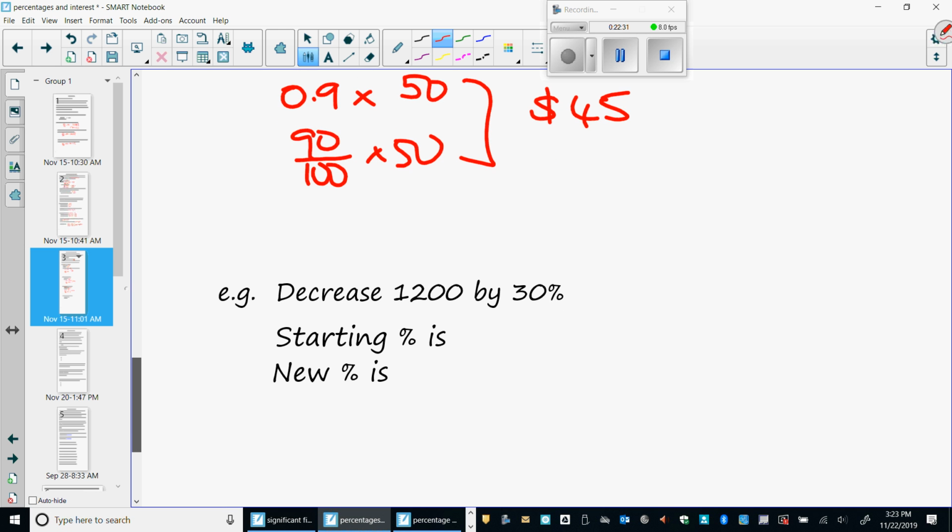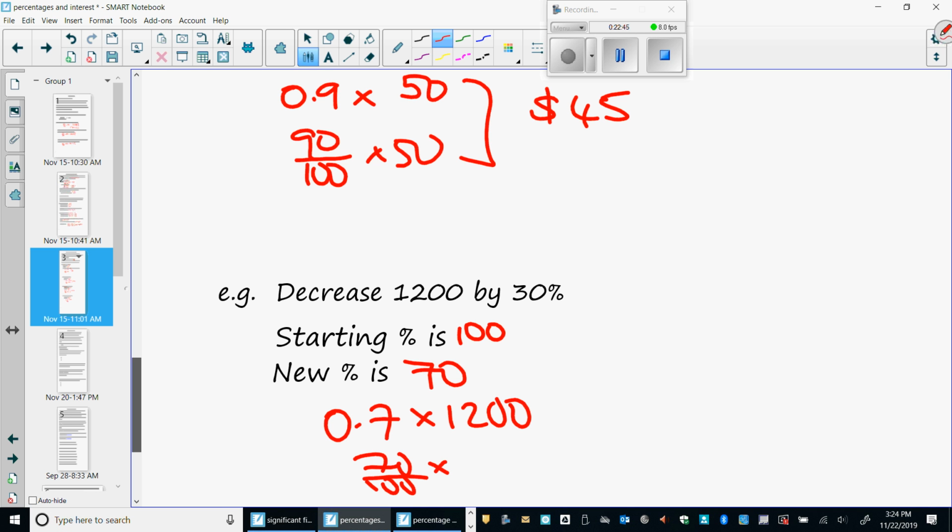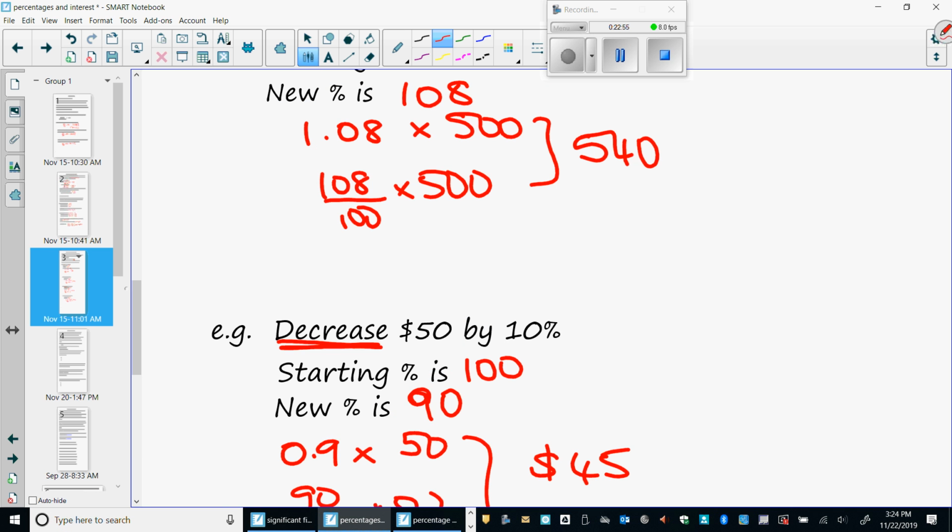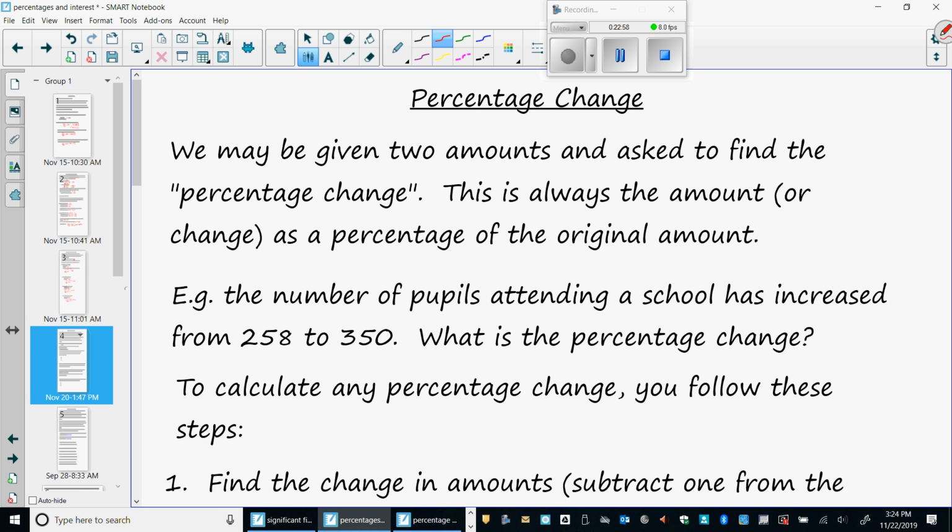So decrease 1200 by 30%. So starting percent, same old 100. New percent is 70. So we're going to do 0.7 times 1200 or 70 over 100 times 1200. 840. Yes. No units on this one, so we can just leave it at 840. Beautiful, beautiful.